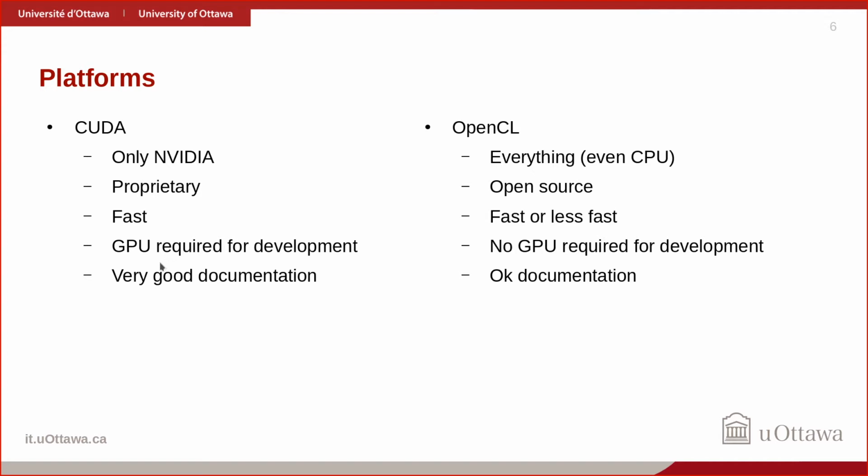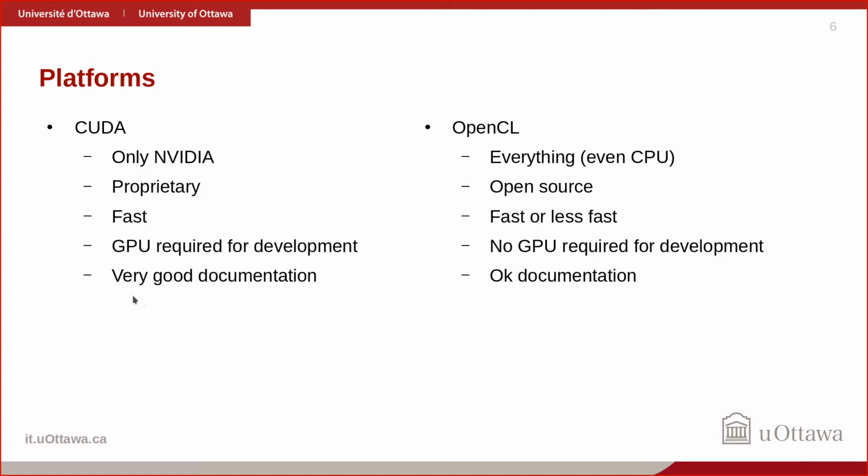And then for CUDA, you need a GPU if you want to develop the code. So you need to have access to a machine that has NVIDIA cards in it. Otherwise, you can't even test your program to run. With OpenCL, you don't need the GPU because, like I mentioned before, you can run on the CPU. So you can try all your programs on your own computer. And then when you're comfortable with it, you can send it out to a cluster or something that does have a GPU.